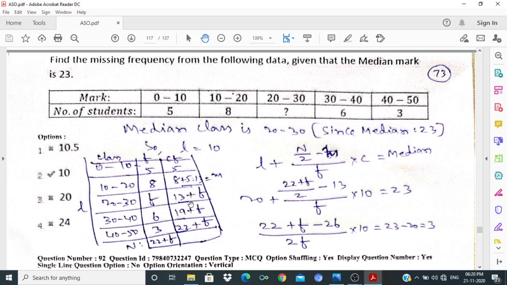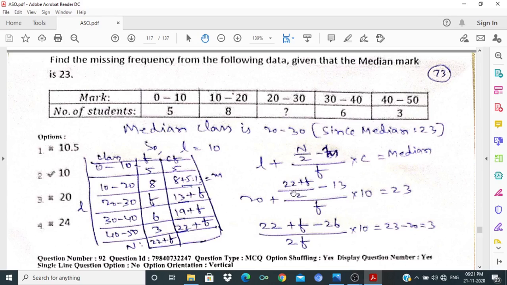We have cumulative frequencies: 5 plus 8 is 13, then 13 plus f, where f is the unknown frequency. Then 13 plus f plus 6 is 19 plus f, 19 plus f plus 3 is 22 plus f. So 22 plus f is the total frequency.